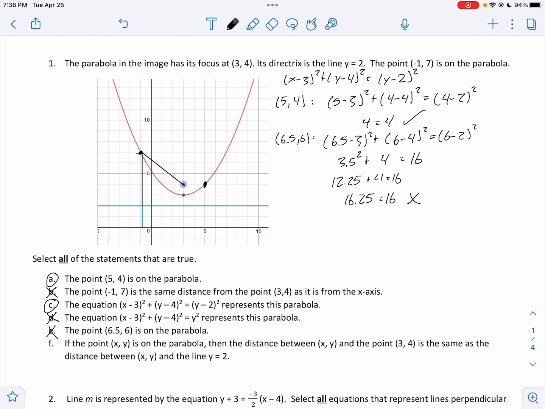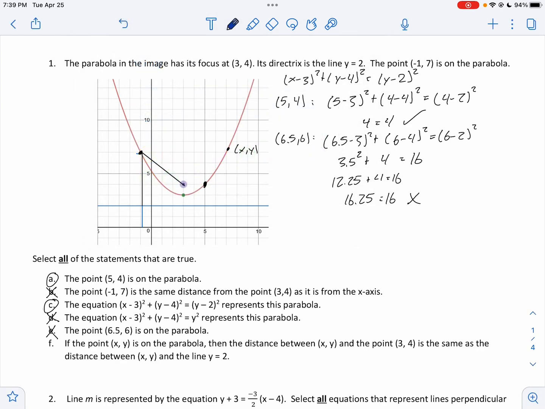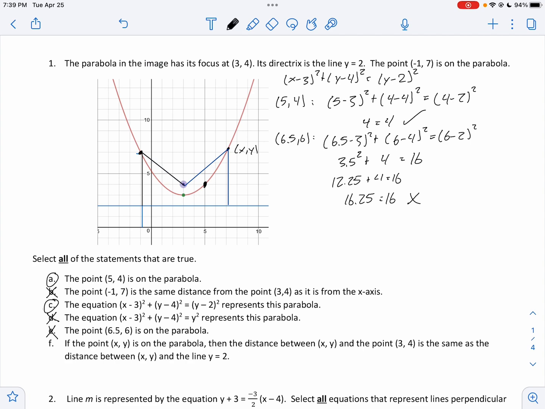And for part F, it says if we have some point (x, y) on our parabola, does the distance from (x, y) to the point (3, 4) equal the distance from that point to the line y equals 2? And we know that since this is a parabola, this is a true statement.